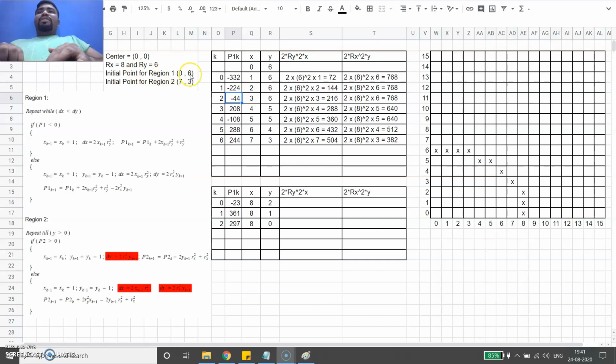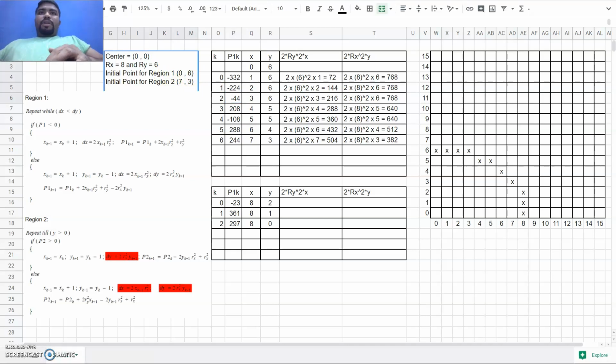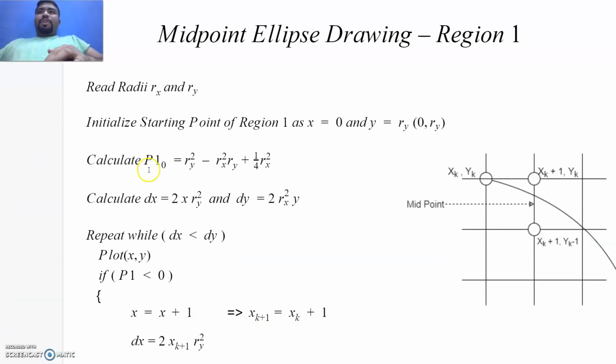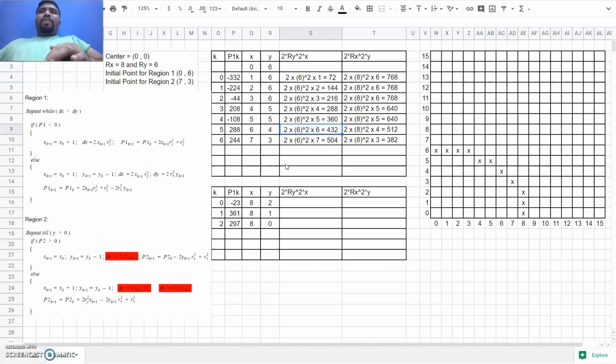Using this, what do we calculate? We calculate P1_0. So we have already seen what P1_0 is. To calculate P1_0, let's check the formula. We know in region 1, P1_0 is just ry square minus rx square ry plus 1/4 of rx square. Using this formula, we calculate P1_0, and that comes out to be minus 332. So now we have minus 332.